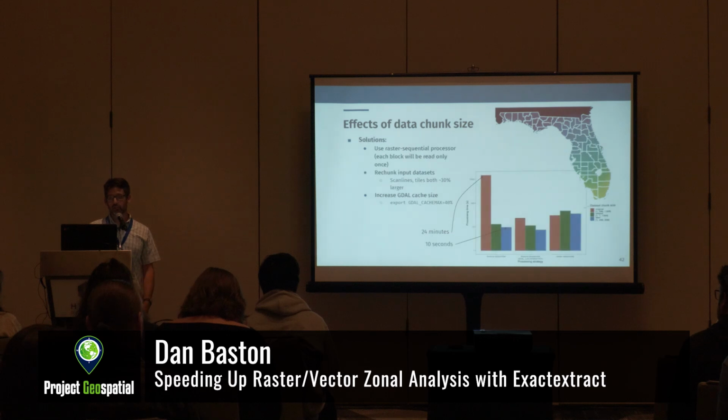So there's several fixes for this. You could use the raster sequential strategy that I mentioned. That will ensure that you only decompress stuff once. You could take that input data set and re-chunk it, so you could re-chunk it to use scan lines or tiles. Those would make it about 30% larger. So from a data provider perspective, I see why they distribute it the way they do. Or if you have memory to spare, you could just increase your GDAL cache size. And any of these little tweaks is going to take your runtime from, in this case, 24 minutes to 7 to 30 seconds, depending on which of the choices you made.